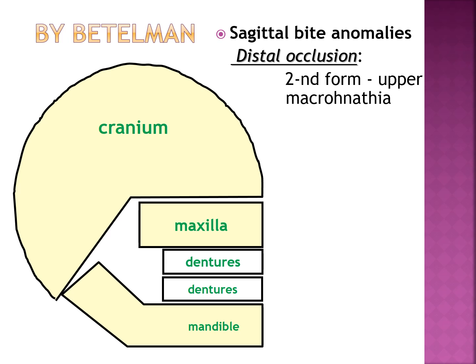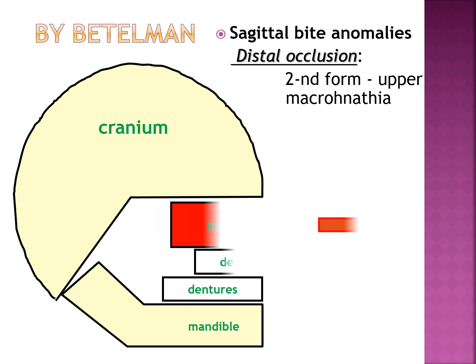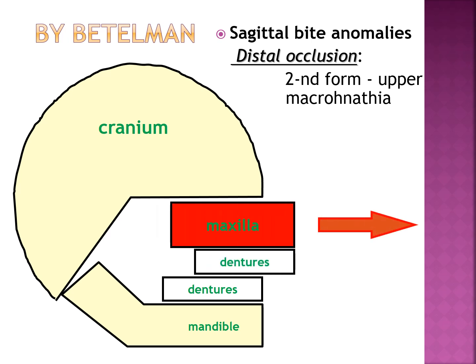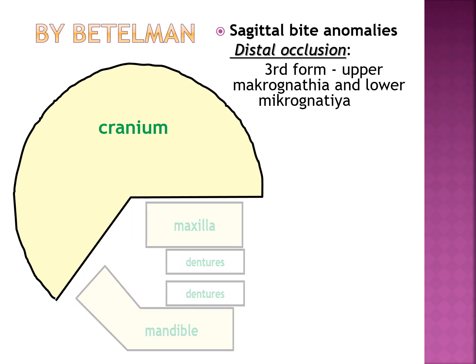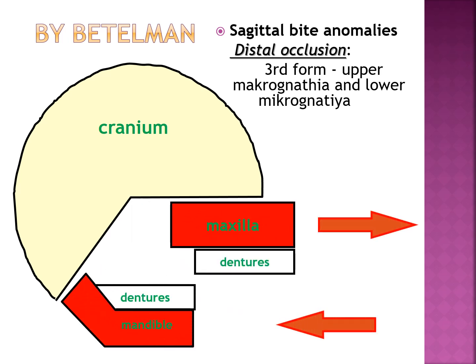Second form of distal occlusion, upper macrognathia, according to Bettelman, is caused by mesial movement of upper jaw with teeth. And third form of distal occlusion, forward position of upper jaw and distal position of lower jaw.